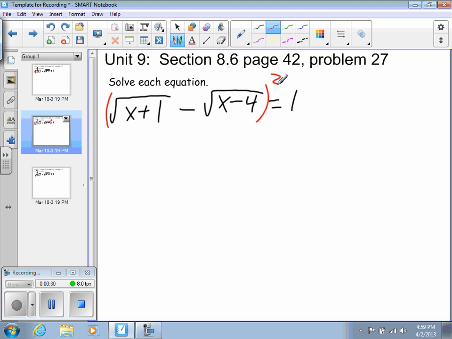I've got to square this side and this side. So let's go ahead and use the pattern. And when I square the square root of x minus 1, I've got x plus 1. Now I'm going to multiply the two of these and then multiply that by 2. So I'm going to have minus 2 times the square root of, and I'm just going to leave this in factored form, x plus 1 times x minus 1.